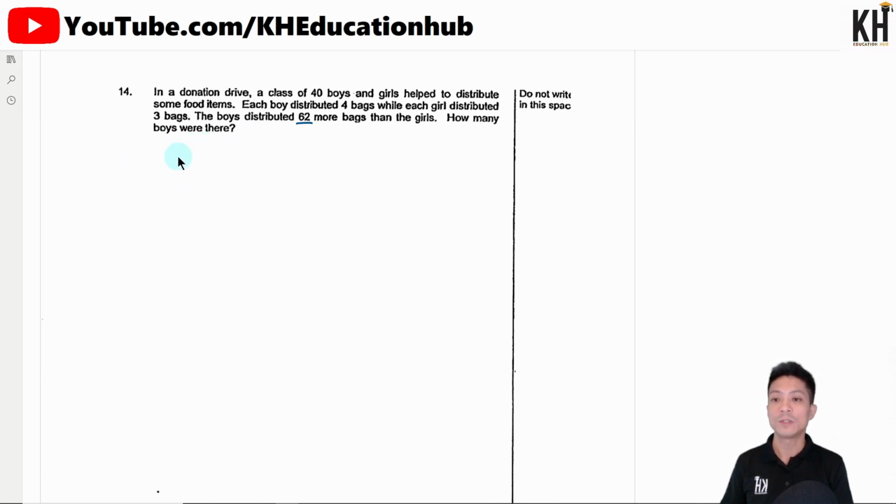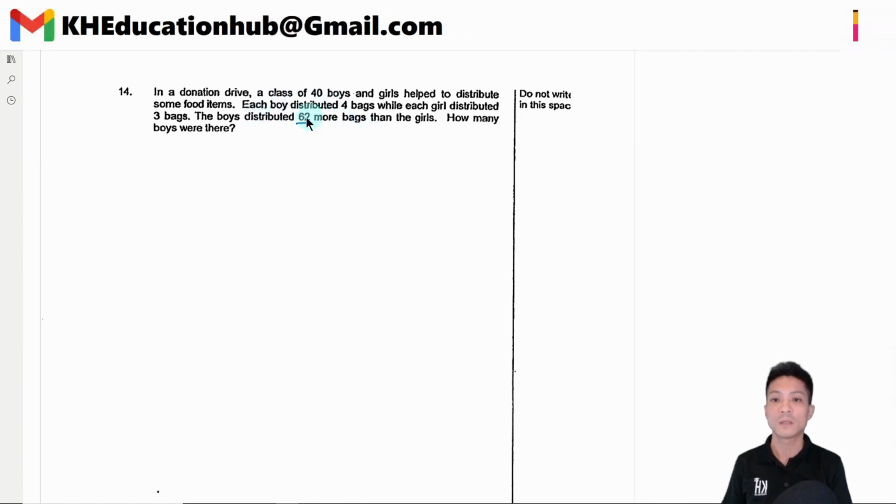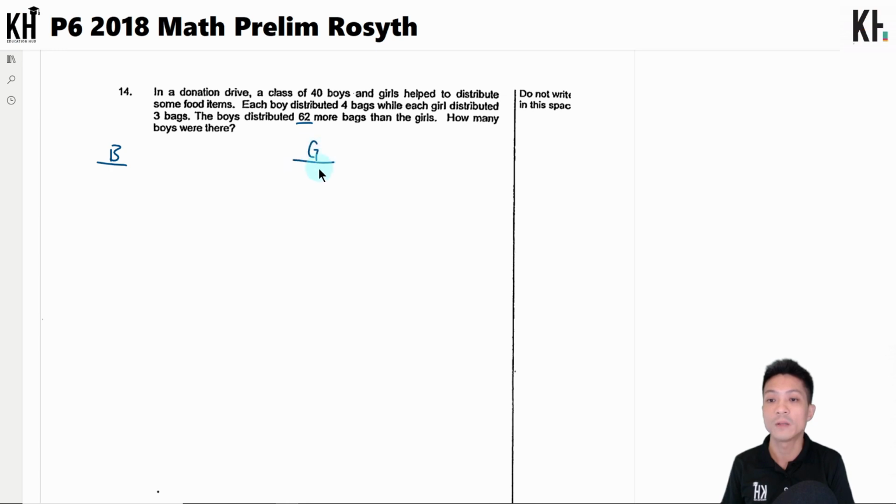For this question you have to do guess and check. You cannot do supposition because they never give you the total distributed. That's the reason why you must be good at your guess and check. You cannot always depend on other methods. Guess and check is actually a very good method. You should be good at it.